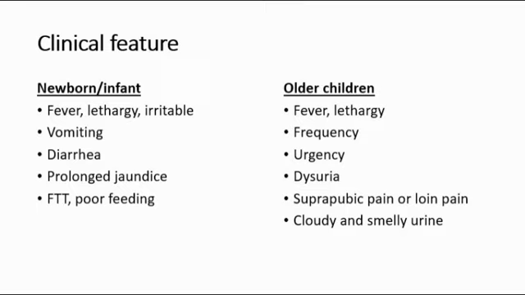For older children, the clinical features include fever and lethargy. They might present with symptoms like frequency, always want to urinate, urgency, sudden urge to urinate, and also dysuria, where there is pain in urinating. They might present with suprapubic pain, which indicates cystitis, or loin pain, which may suggest pyelonephritis. And they might have cloudy and smelly urine.